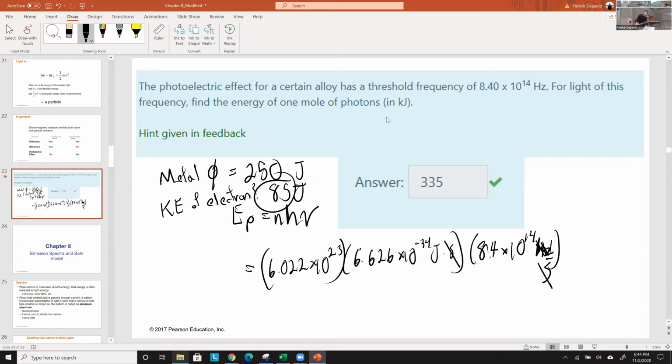Another follow-up question would be, what is the average kinetic energy of an electron? This 85 joules represents 1 mole of electrons. So what would you have to do? The 85 represents kinetic energy of 1 mole of electrons. How would you find per electron? Yeah, divide by Avogadro. Exactly. Good job. All right, so you divide by Avogadro's, you get a really small number, and you get the answer right. Okay. Any questions on that?